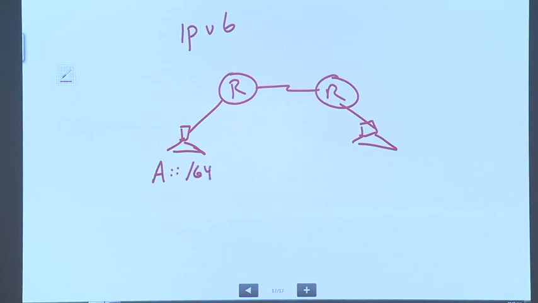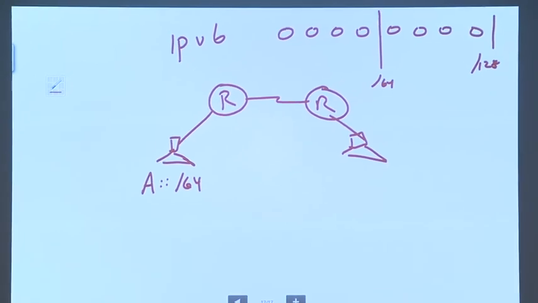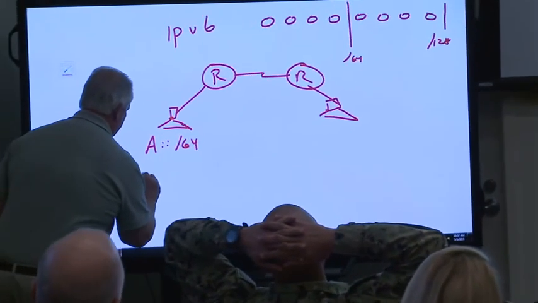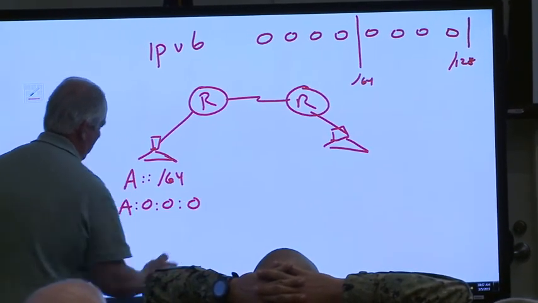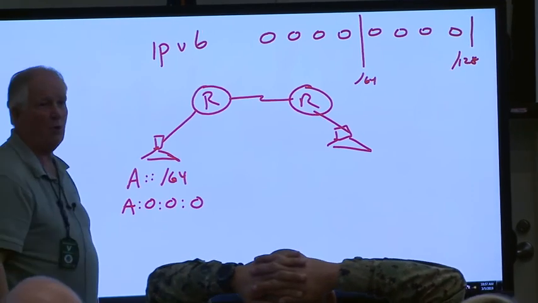A::/64. Okay? If you remember, we have 8 blocks. I'm just going to put circles in for the blocks. 1, 2, 3, 4, 5, 6, 7, 8. So we know that this is a /64 because all the way out here is a 128. So we're only looking at the first 4 blocks. What do you think the double colon means? Zeros. So what this really is A, 0, 0, 0.